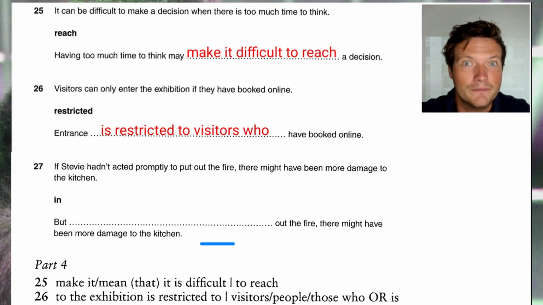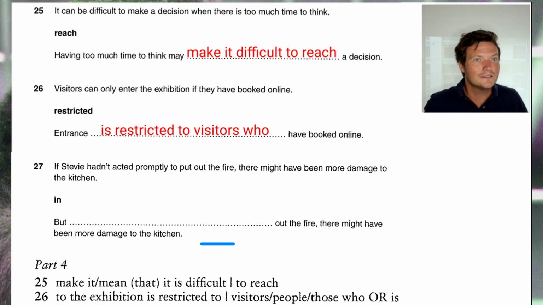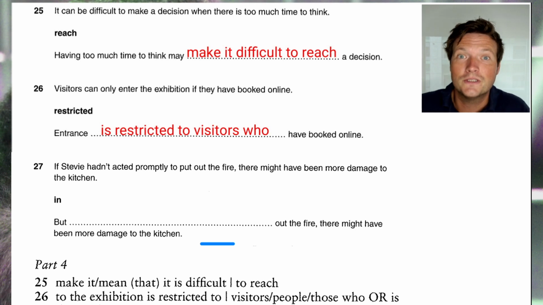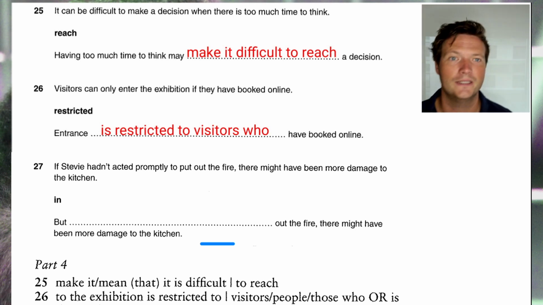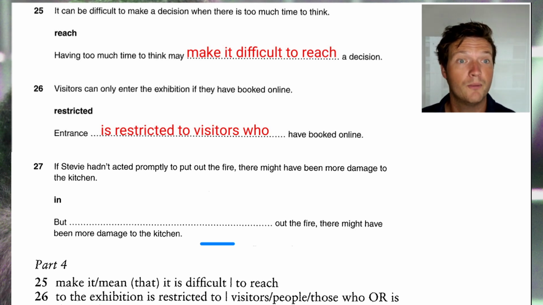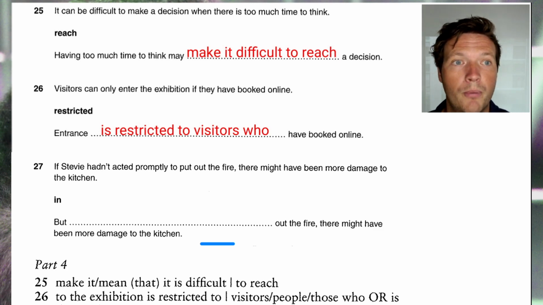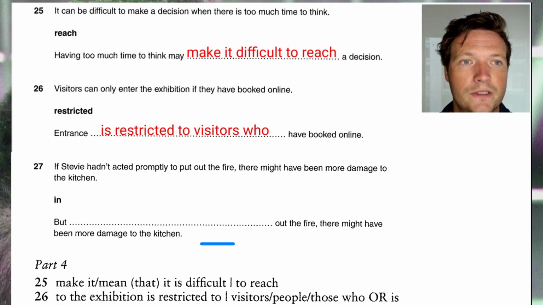Of course my sentence made sense, but without the context, what is entrance? Entrance to what is restricted? Well, to the exhibition. Yeah, very, very important. Very silly mistake there on my part. So I think I'd only get 1 point there myself. That was a very silly error.